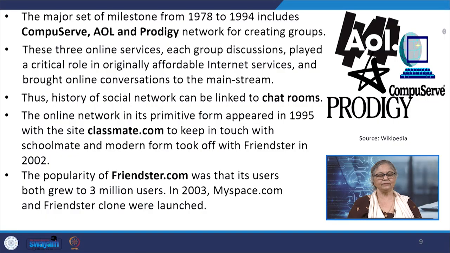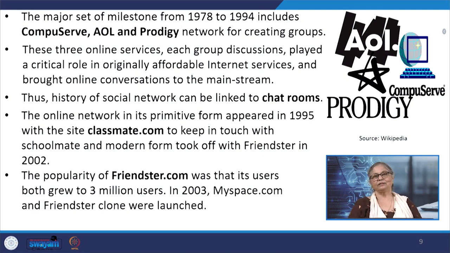In the context of digital communication, the major set of milestones between 1978 and 1994 include CompuServe, AOL, and Prodigy Network for creating groups. These three online services, each with group discussions, played a critical role in providing originally affordable internet services and brought online conversations to the mainstream understanding of the people. So we can say that the history of social network can be linked to these chat rooms.